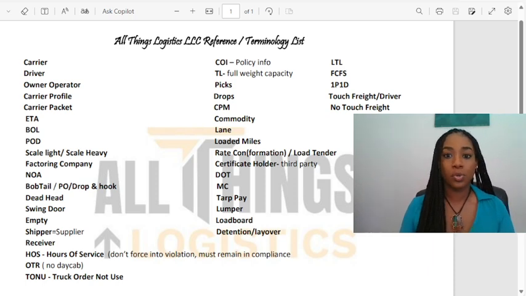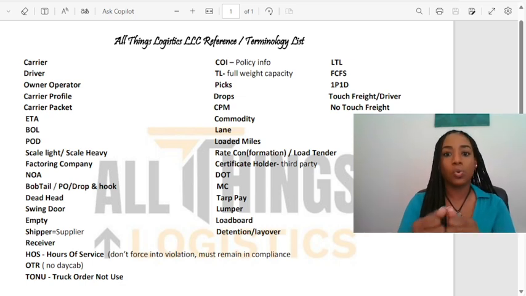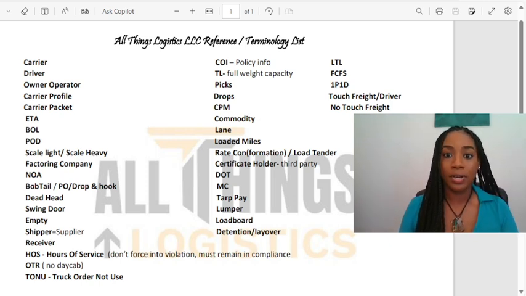Next, we have swing doors. Now, swing doors you're going to see often with the 53-foot dry vans or the 53-foot reefers. It'll list on the load board in the comments, must have 53-foot dry van with swing doors, must have 53-foot reefer with swing doors. And swing doors come out like French doors, like they open up like this. It's not a roll up, it's literally the doors open, side to side.